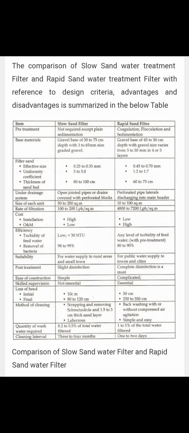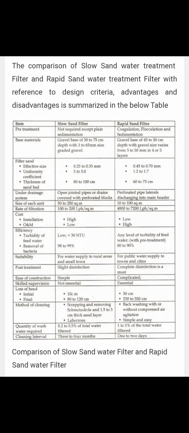Okay, second thing, the base material, that is gravel, which is common for both. What is the size and depth of the gravel? For the slow sand filter, the gravel depth varies from 30 to 75 centimeters, and for the rapid sand filter it varies from 45 to 50 centimeters. The size of the gravel for the slow sand filter varies from 3 to 65 mm, and for the rapid sand filter from 3 to 50 mm.